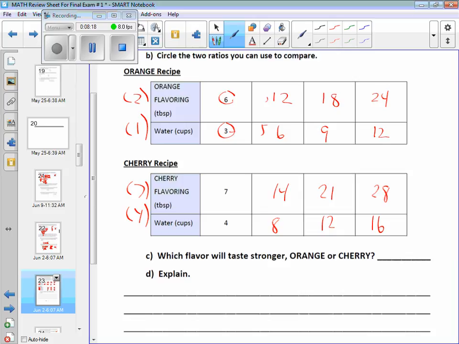Okay, so now you can determine which has the stronger flavor. Here I will take a little vote. How many said orange? How many said cherry? All right, majority of you are correct. It's orange. Let's figure out why you went the other way.